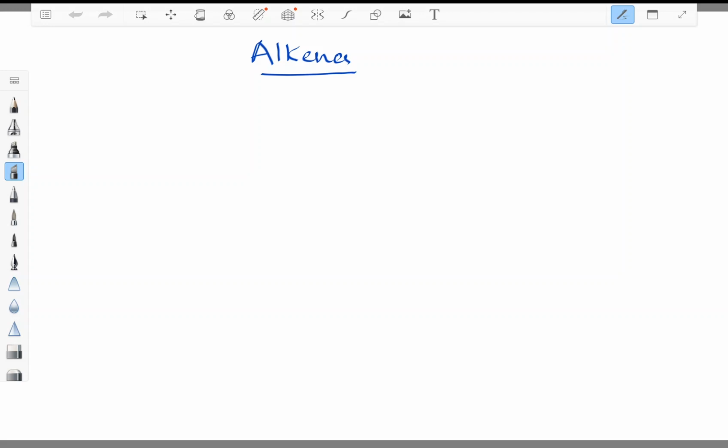In the previous video, we have already discussed what alkenes are and what the general formula of alkenes is, where we discussed that the general formula is CnH2n. We have also discussed why they are called olefins. They are called olefins because they react with halogens to give oily products.